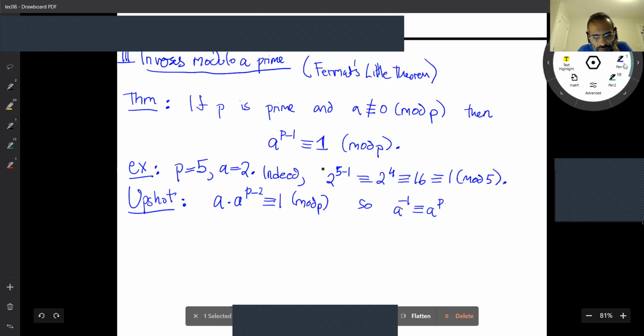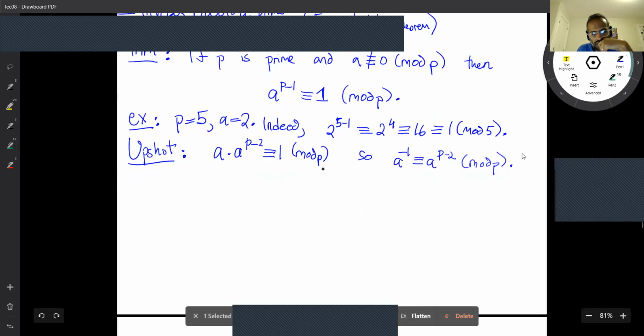It's congruent to A to the P minus 2 mod P. So you can compute an inverse just by raising the thing to a power. And this also explains a pattern that we see a lot in modular arithmetic, which is related to an observation somebody made in the previous lecture.